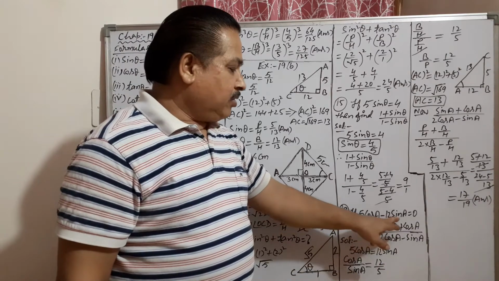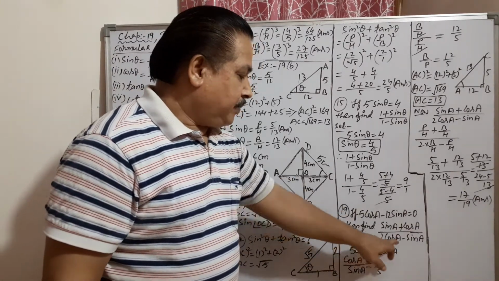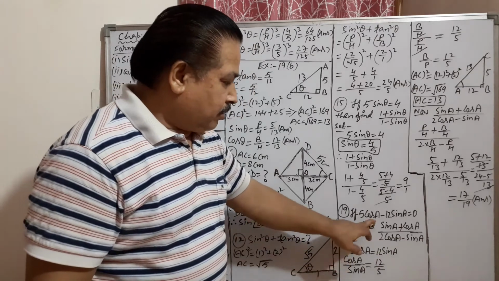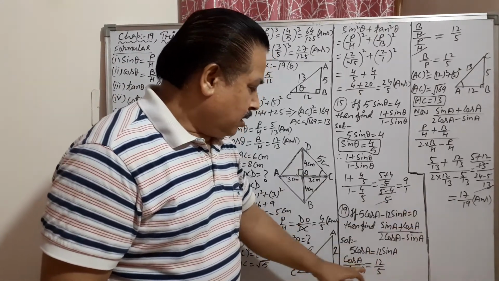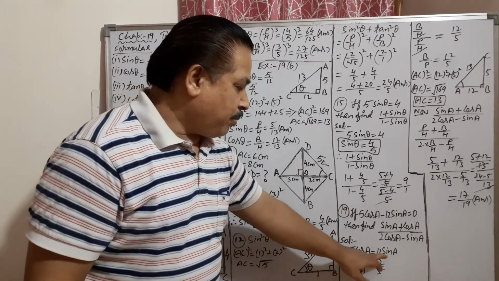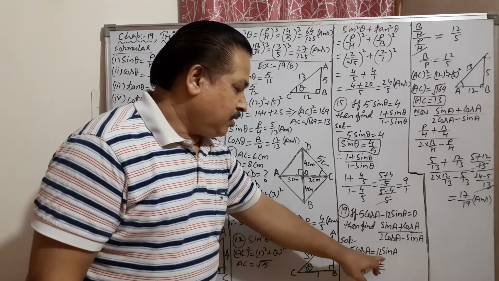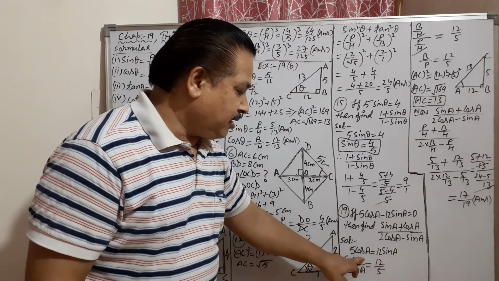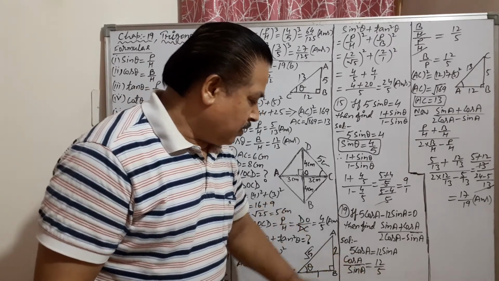5 cos A minus 12 sin A is 0. And find the value of this thing. Now just 5 cos A minus 12 sin A. Take 12 sin A that side. Now 5 cos A equals 12 sin A. And cos A upon sin A equals, you can write 12 upon 5. Change the place. Take this sin A under this cos A. And this 5 will go under 12.